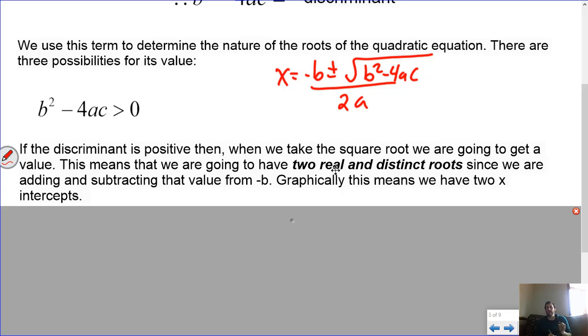Okay, so when I talk about the nature of the roots, this statement right here, the two real roots, that's what I'm talking about. Two real and distinct roots. Because when you take this square root and you find a value here, you're going to add it to negative b and you're going to subtract it from negative b, and that's what's going to get you your two answers. So graphically, what that means is we're going to have two x-intercepts.